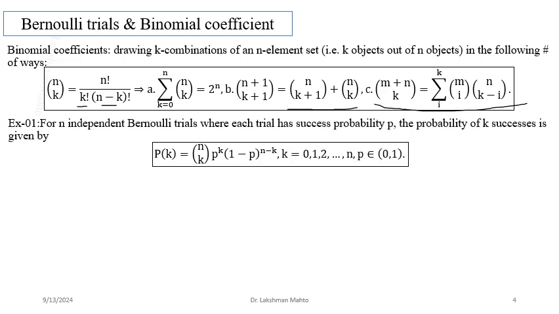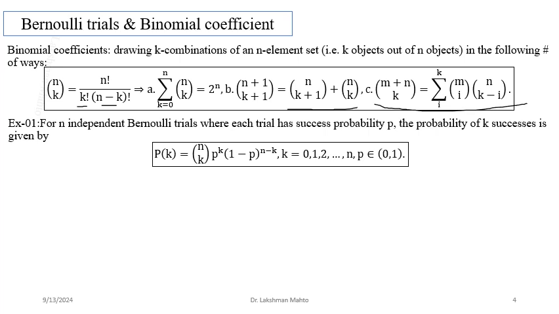Okay, now next, if you perform a Bernoulli trial n times, what is the probability? Suppose there are k successes. So what is the probability of k successes? When you say k successes, it means there are k heads, if you are tossing a coin, in that outcome, and at the same time n minus k failures. So what is the probability of k successes? P into P, how many times? k times, and 1 minus P will come n minus k times. So P to the power k into 1 minus P to the power n minus k.